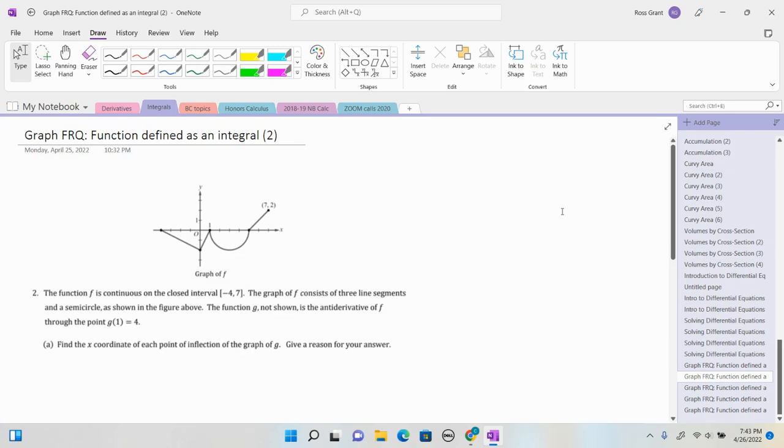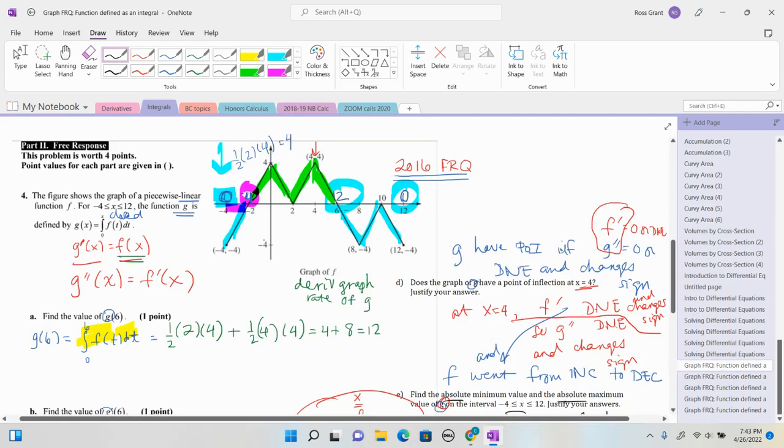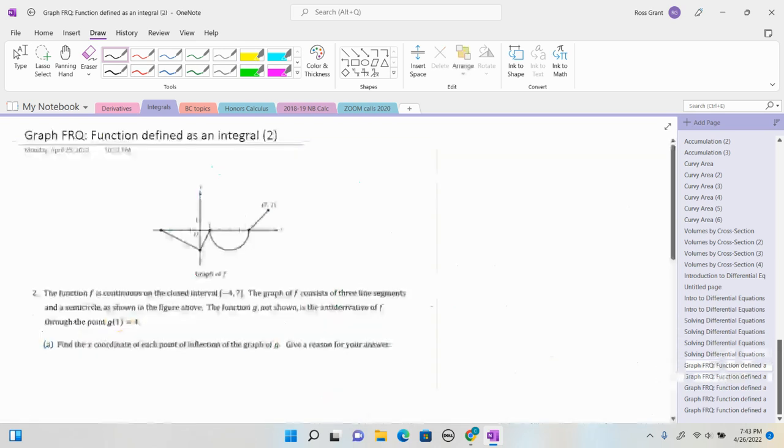Hey everybody, here is the second part of the video where we're doing graphical FRQs where a function is defined as an integral or an antiderivative of another function. Now we just did one problem here, and in this problem, they gave you a function which was a derivative of another function. So here they actually said, hey, g is the integral of f, and they wrote it like this. Sometimes you're going to have problems like this one, and this is another great problem that we're going to do.